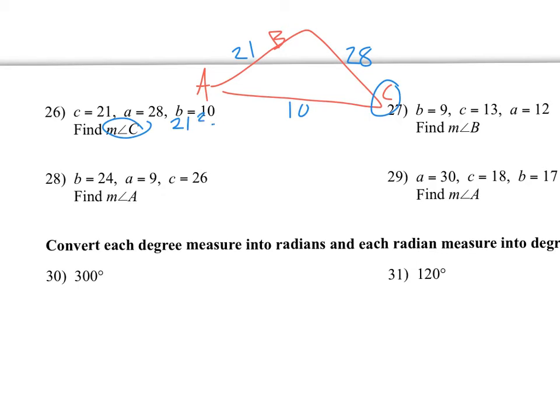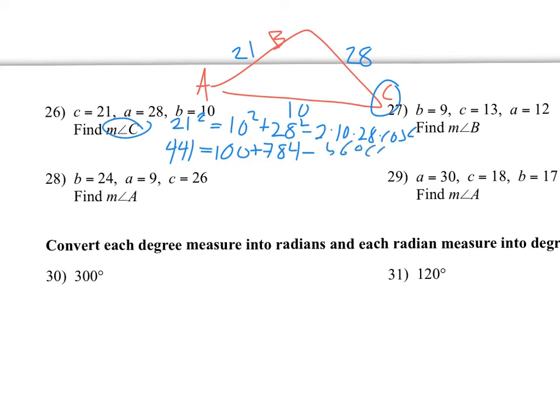So 21 squared is equal to 10 squared plus 28 squared minus 2 times 10 times 28 times cosine of C. Okay, 21 squared, I think is 441, is equal to 100. 28 squared I don't have off the top of my head, but that's going to be 784. And then 2 times 10 times 28. That's going to be 560 cosine of C. Here's where you have to be careful.